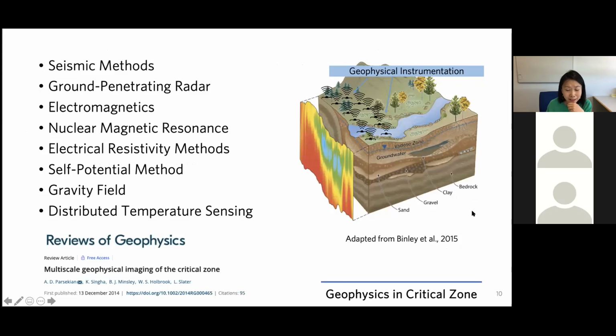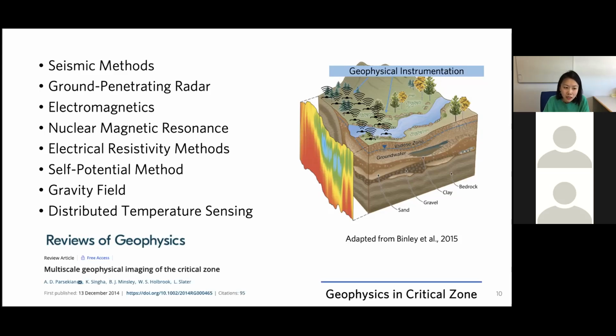Very fortunately, I think we have some very useful tools like geophysical methods, which can provide the opportunity to answer those questions, to remotely examine the critical zone architecture and function over different spatial and temporal scales. So within critical zone research, a range of physical properties are being explored by different types of geophysical methods, such as seismic, GPR, electromagnetic, NMR, electroresistivity, self-potential, gravity, and also temperature sensing, which are some of the questions I asked you earlier in the polling.